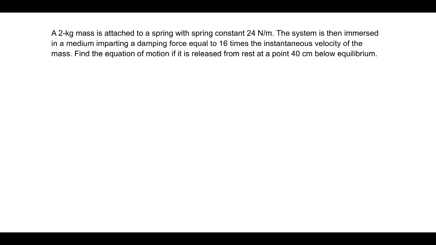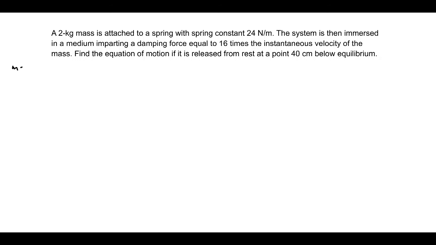A 2 kilogram mass is attached to a spring with spring constant 24 newtons per meter. The system is then immersed in a medium, imparting a damping force equal to 16 times the instantaneous velocity of the mass. Find the equation of motion if it is released from rest at a point 40 centimeters below equilibrium.